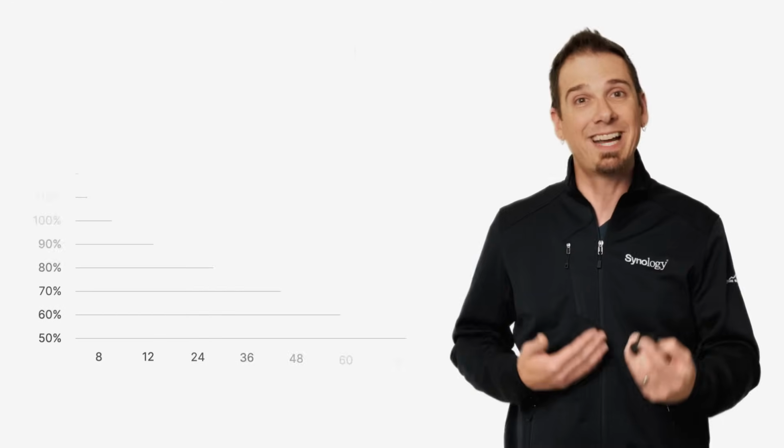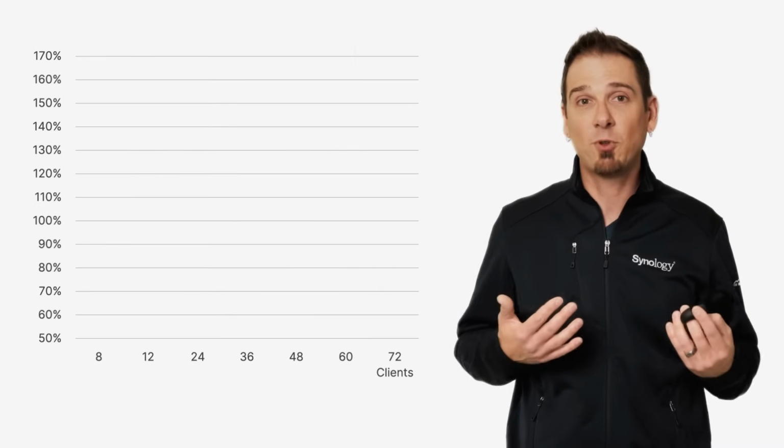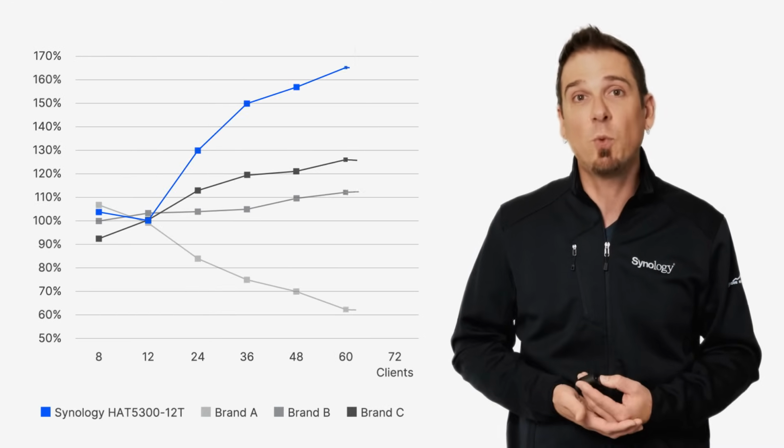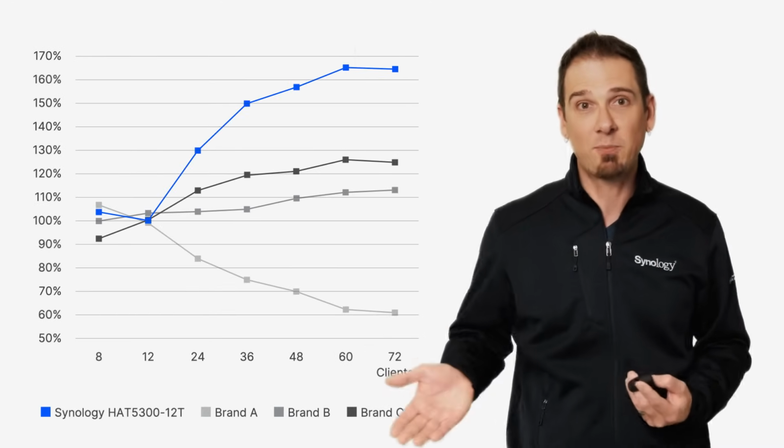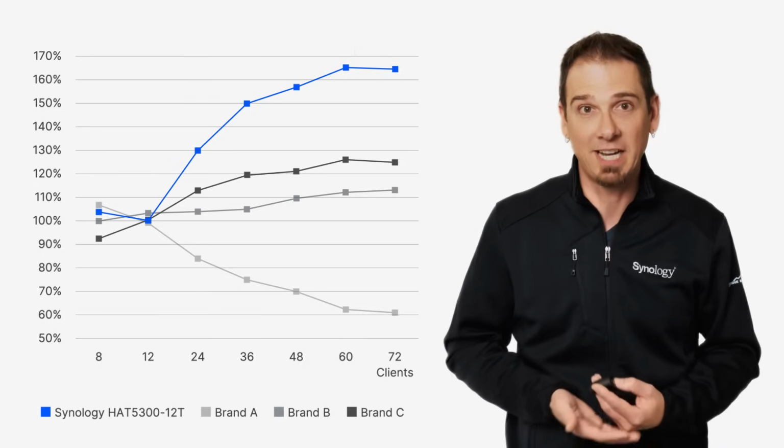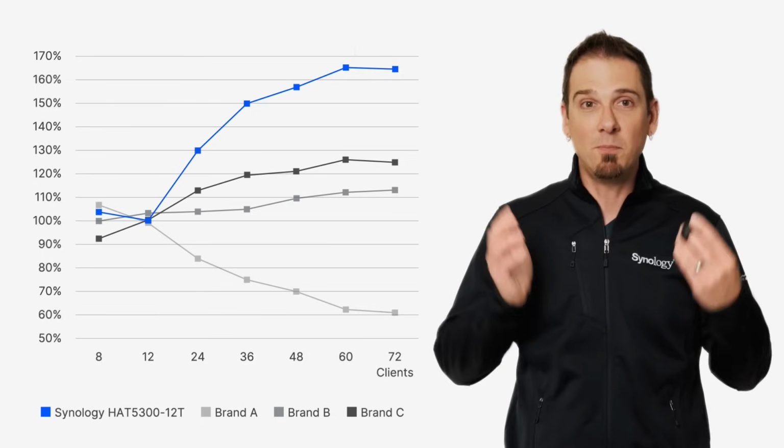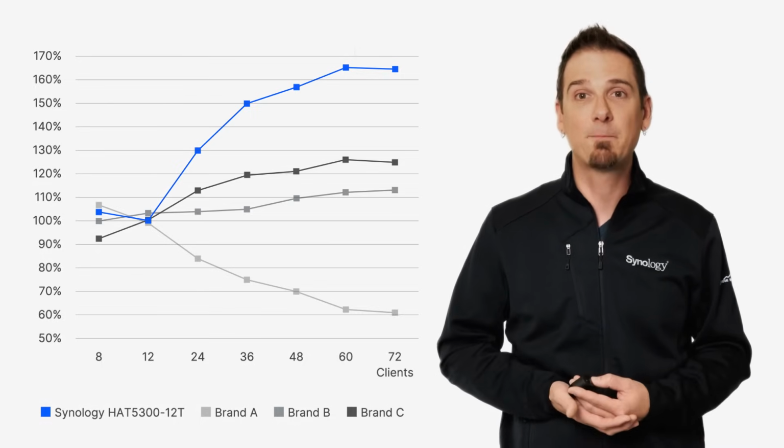In fact, if you're using us in a business environment, you 100% want to go with Synology 5300 series drives, as once you're over 50 tenants in a multi-client deployment, you're going to see speed boosts of up to 100% compared to a generic product like Seagate Exos, for example. So you're getting a much, much faster drive.